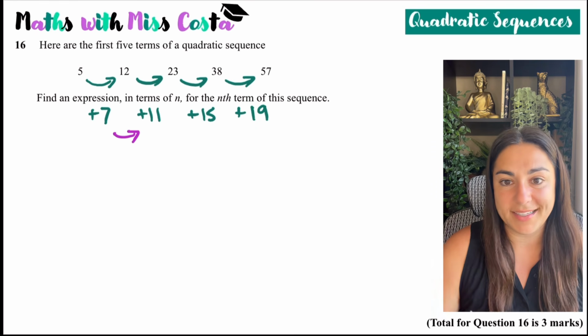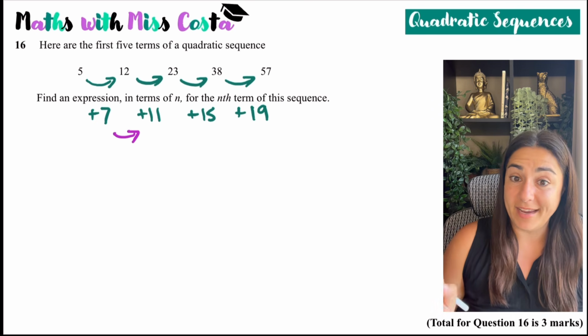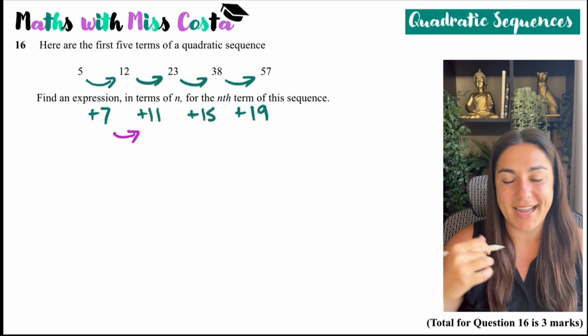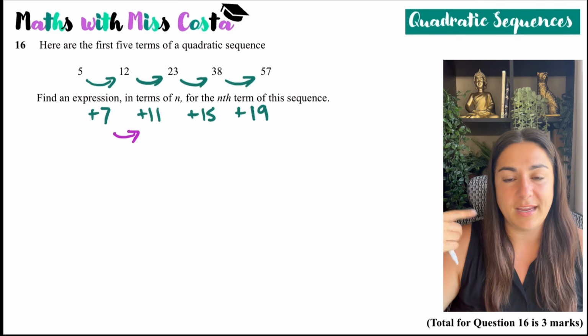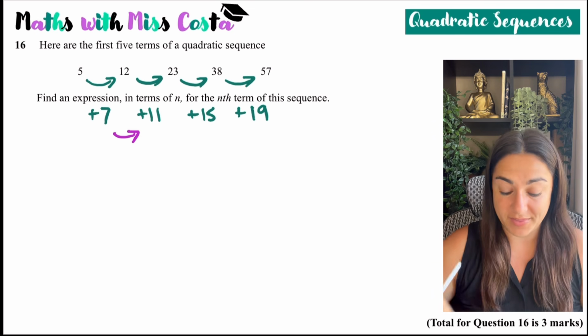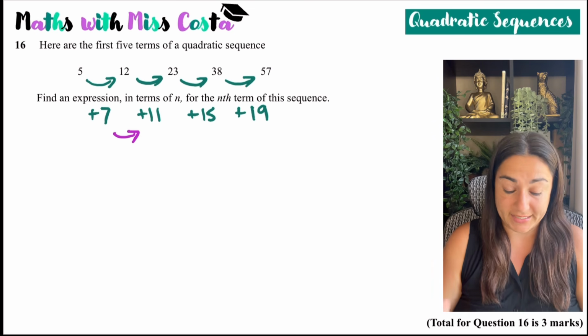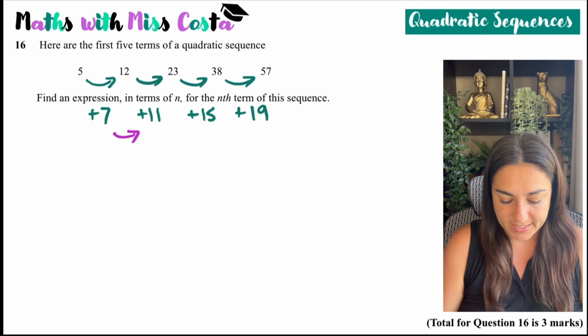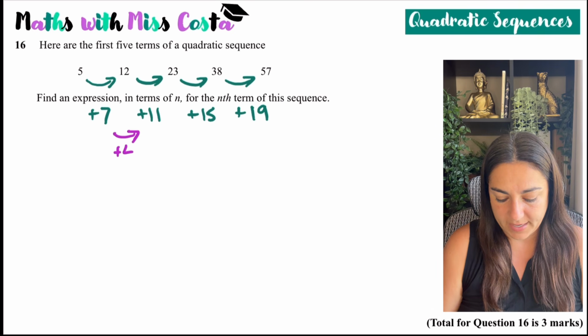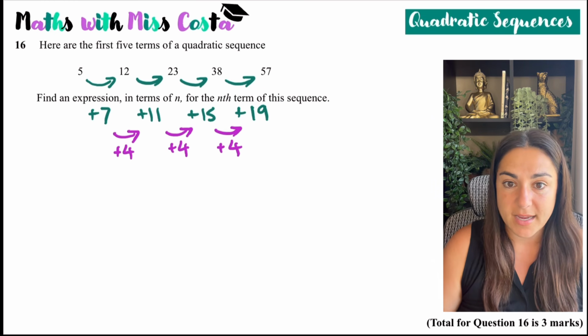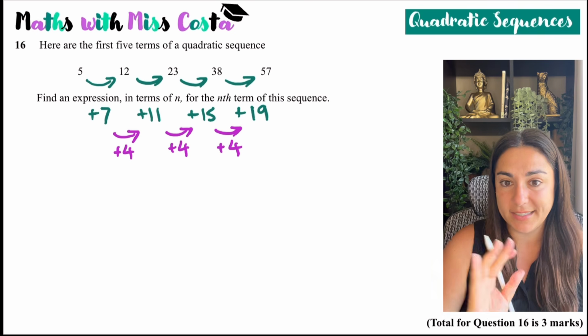What you notice is the first difference is not the same. That's great. That means it's not a linear sequence, and even if they don't tell you it's a quadratic sequence, you should think to yourself, okay, it's going to be a quadratic sequence. So I'm going to look for the second difference. What am I adding? I add 4. Over here, I add 4 again. Here, I add 4 again. So now I've got a constant difference. My second difference is 4.